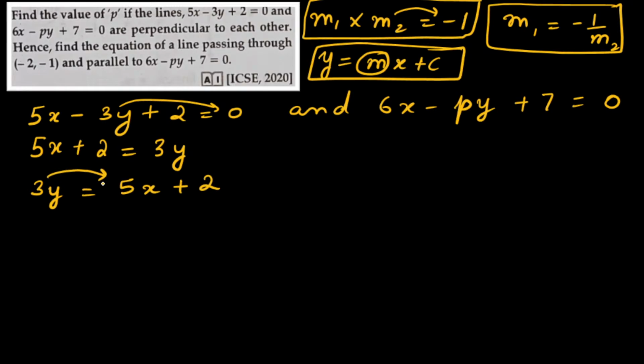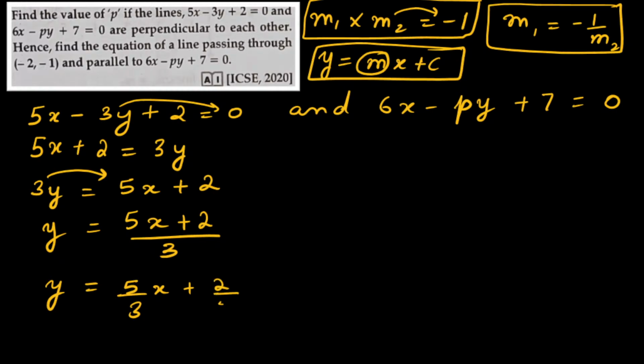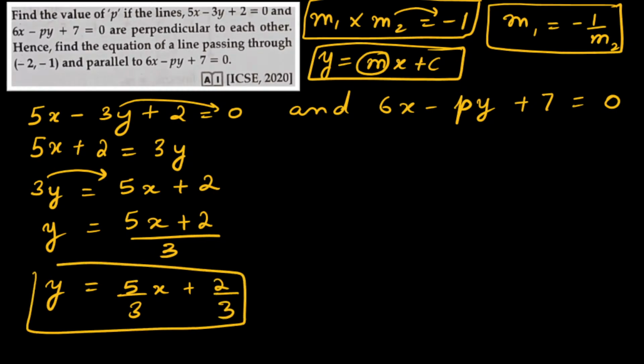Now let's shift 3 to the other side because only y we need. So y is equal to 5x plus 2 by 3. This I can just separate. So this will become 5 by 3 x plus 2 by 3. So this is the slope-intercept form. Now in the slope-intercept form, just see the coefficient of x. Coefficient of x is equal to 5 by 3. So we have found the slope of the first line. So m1 is equal to 5 by 3.